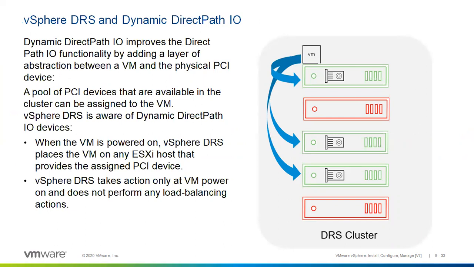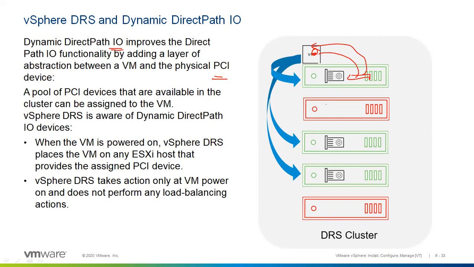vSphere DRS with direct path IO. So let's first understand what direct path IO is. Direct path IO improves functionality by adding a layer of VMs to the PCI devices. What that means is, for example, one VM is running here, and in my host there is some PCI card that I have assigned to that VM.